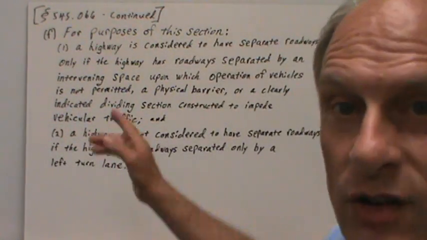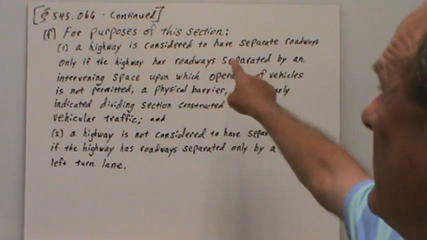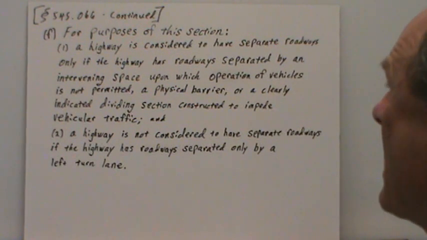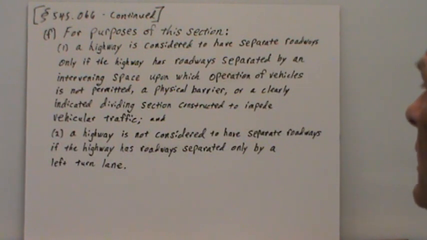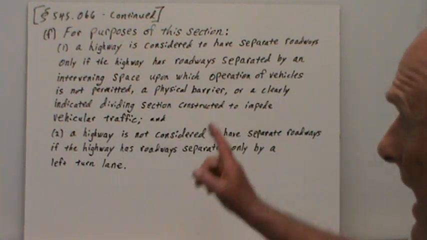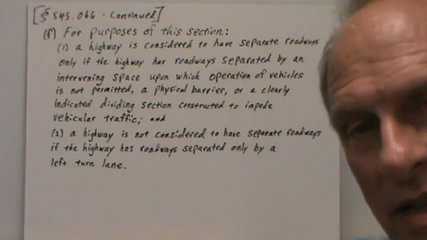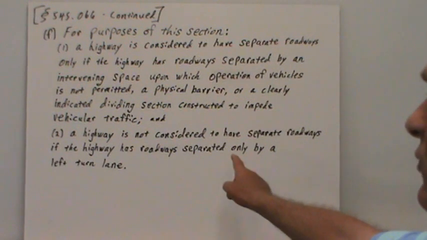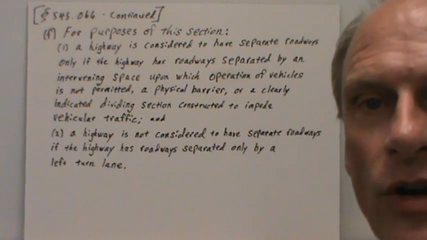For purposes of this section, the statute says, a highway is considered to have separate roadways only if the highway has roadways separated by an intervening space upon which operation of vehicles is not permitted, or a physical barrier, or a clearly indicated dividing section constructed to impede vehicular traffic. Okay? And a highway is not considered to have separate roadways if the highway has roadways that are separated only by a left turn lane.